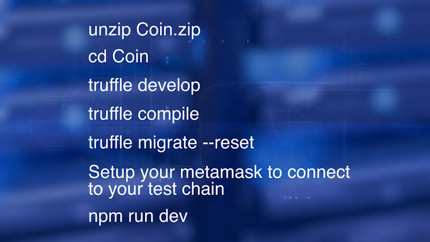Then run the test server, npm run dev. Now go to the Chrome browser where you set up the MetaMask. In the browser link, enter localhost 3000. It should open up the coin interface to the DApp. See the events in action.